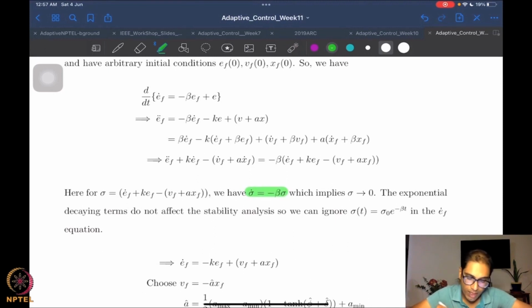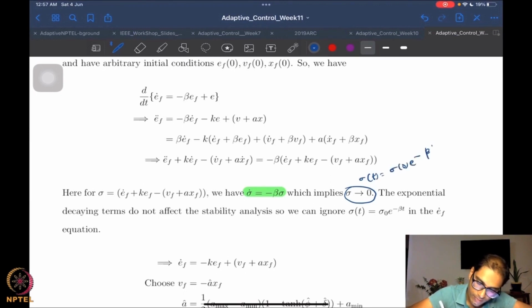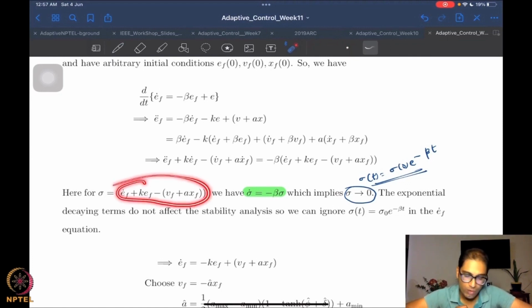And what do we know from here? It means that sigma is exponentially decaying, which implies not just that sigma goes to 0, but that sigma t equals sigma 0 e to the power minus beta t. All right, so this is rather cool. It essentially means that this quantity sigma is going to 0 as t goes to infinity.